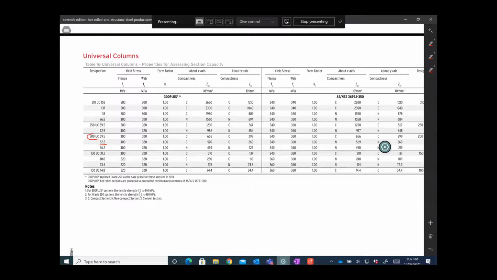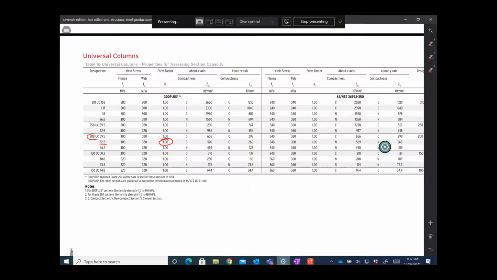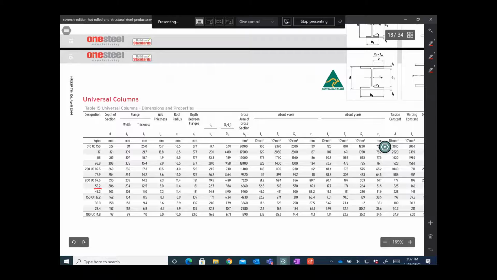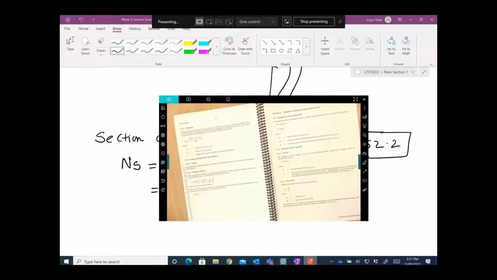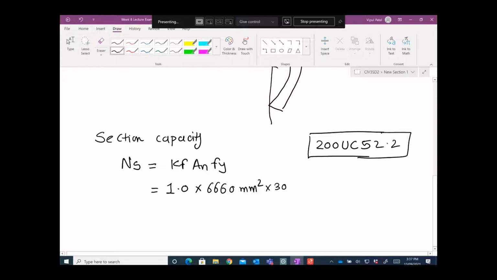In that one we have a form factor of 1, meaning that there is no local buckling. So form factor is equal to 1. Gross area, by the way, this is always gross area, no effective area. For the 200 UC 52.2, the gross area given is 6660 millimeter square, and the yield strength is probably 300. So you have 300, 320, take the minimum, times by 300 Newton per millimeter square, which is megapascals.